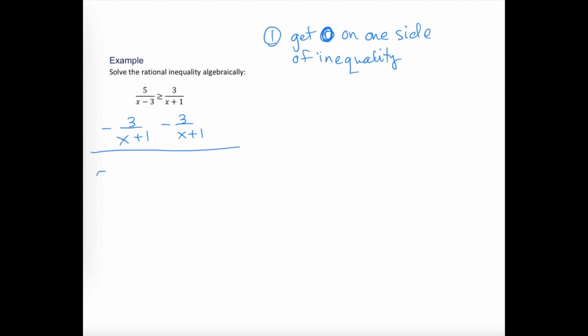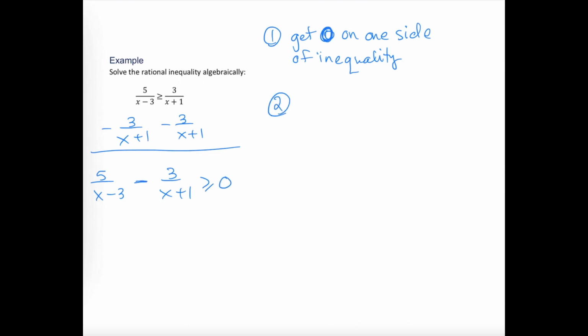This is one of the more challenging types of rational inequalities, but if we remember the steps that we outlined before, the first thing we want to do is get the number 0 on one side of the inequality. So let's start by subtracting either one of these. It doesn't matter. Let's subtract 3 over x plus 1 from both sides. When we do that, we end up with 5 over x minus 3 minus 3 over x plus 1 is greater than or equal to 0.